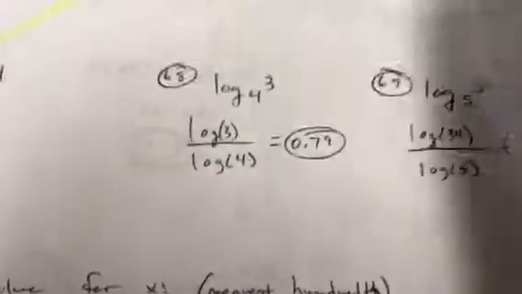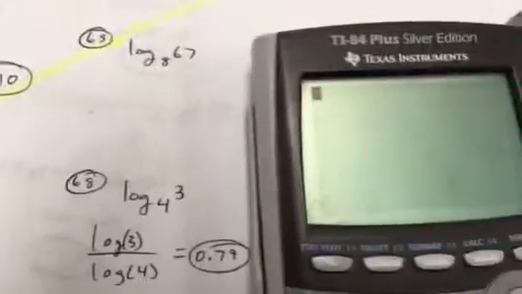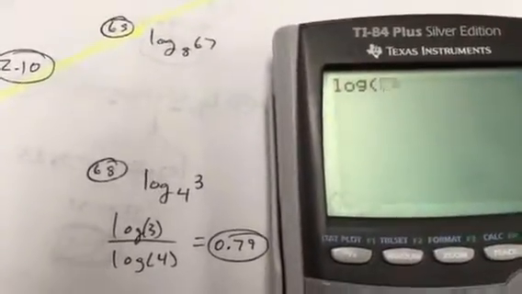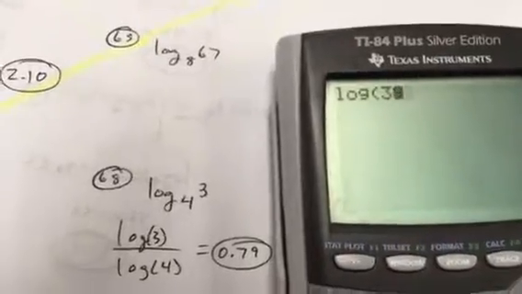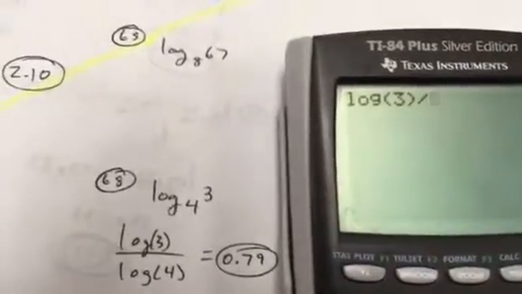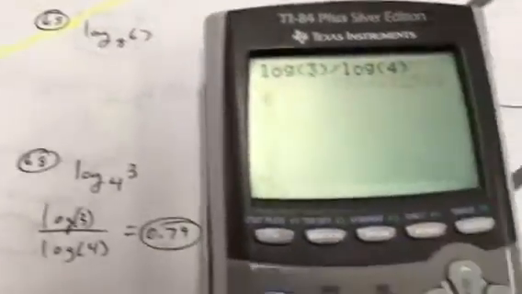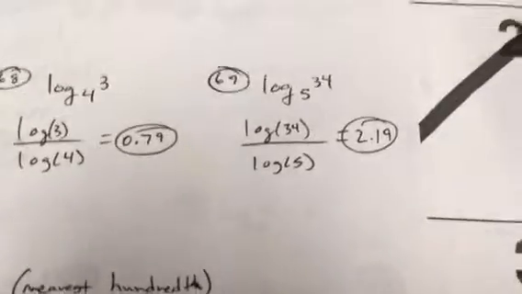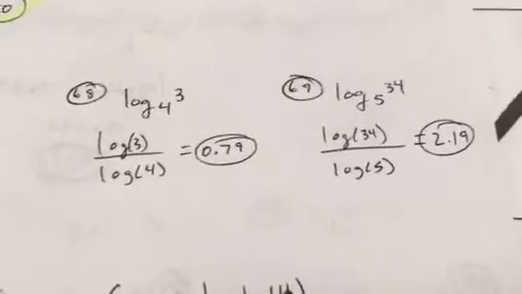Again, when you're typing it in, something like 68, make sure you do log 3 in parentheses divided by log 4. Close them up. That's how you get your answer, 0.79. Close those parentheses up. There's your answer to 69. Again, that's a very easy section.